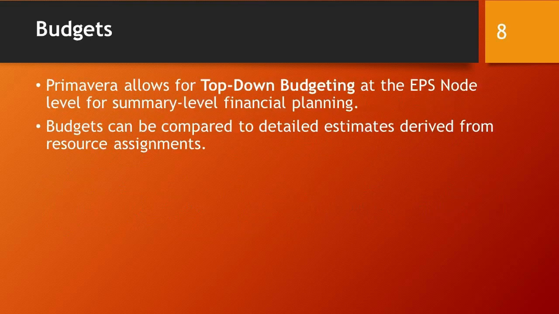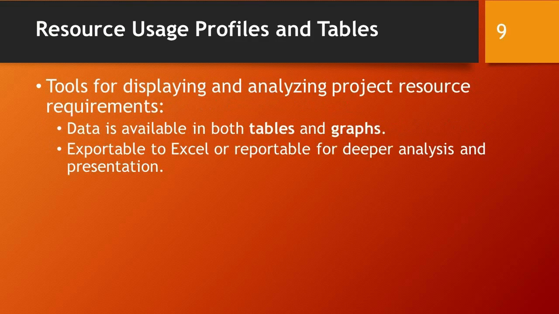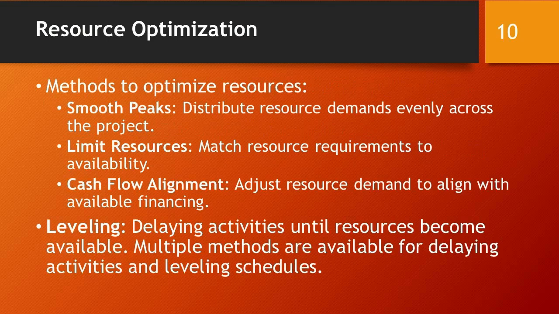Primavera allows for top-down budgeting at the EPS node level for summary-level financial planning. Budgets can be compared to detailed estimates derived from resource assignments. Resource usage profiles and tables are tools for displaying and analyzing project resource requirements. The data is available in both tables and graphs and can be exported to Excel or reported for deeper analysis and presentation. To optimize resources, several methods can be employed.